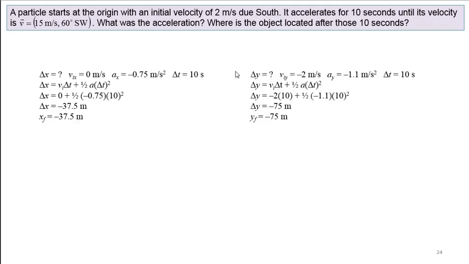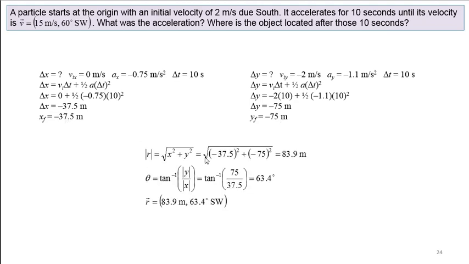Let's look at what's happening in the y direction. In the y direction, I want to know delta y. I know v initial y, I know my acceleration in the y direction, and I know delta t. That's enough to choose this equation. Here I've plugged in the values and I've solved for delta y. And again, because y initial is 0, this delta y is also y final. So that's my x position, that's my y position.